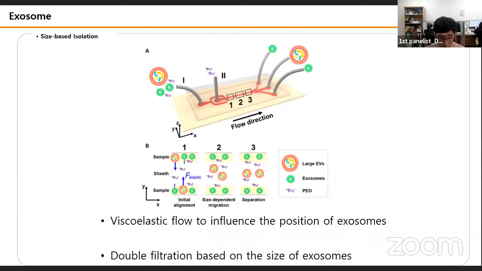Last but not least, exosome is another significant biomarker for cancer diagnostics. A variety of methods have been implemented to isolate exosomes from blood. Since exosomes are relatively much bigger than CTCs or ctDNAs, size-dependent isolation has been widely utilized in microfluidic platform. For instance, viscoelastic flow was induced to influence the position of exosomes, and double filtration was used to separate the exosomes based on their size.